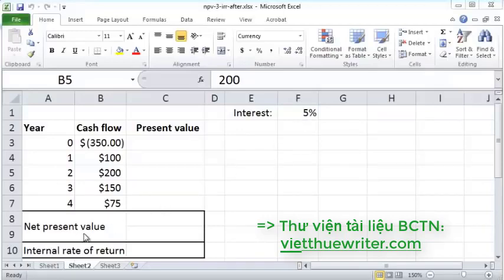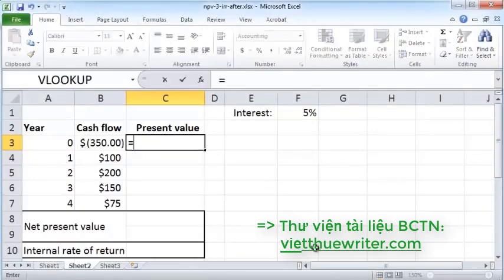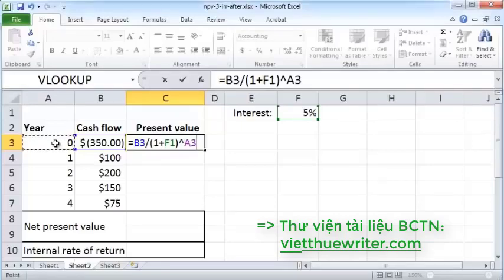So to calculate the net present value, I'm first going to do it the longer way, which is to say that I will calculate the present value of each of these cash flows. The present value is the cash flow divided by the discount rate. The discount rate is the interest rate raised to the power of how many time periods away we're getting the money from. In this case it is 0 because we are immediately paying off the money.